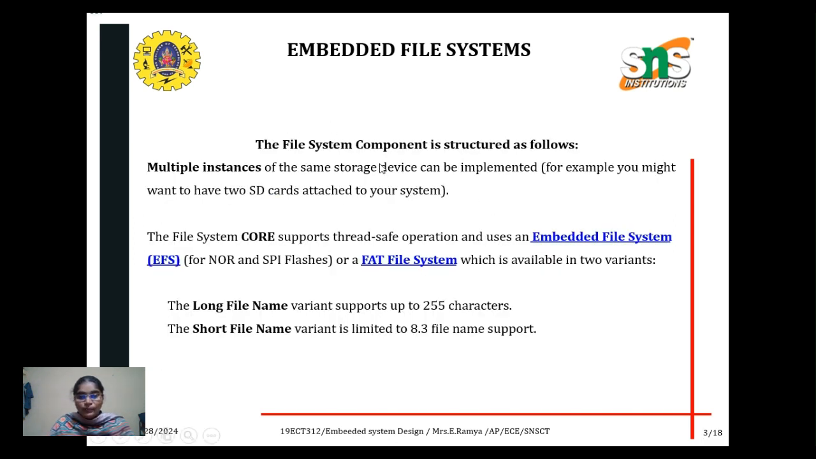The file system component is structured as follows. Multiple instance, where instance means object. Multiple instances of the same storage device can be implemented. For example, you might want to have two SD cards attached to your file system. The file system core supports thread-safe operation and uses an embedded file system (EFS) for NOR or SPI flashes, or FAT file system, which is available in two variants.